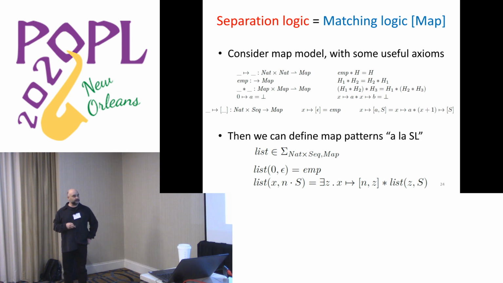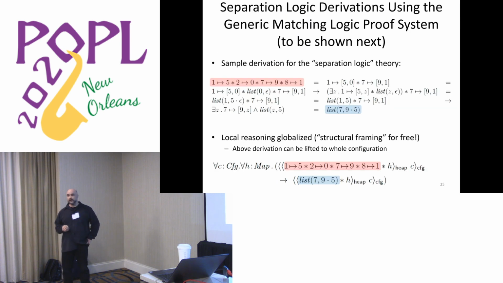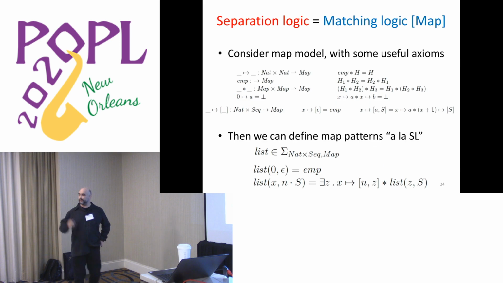And you don't even need to say the least fixed point. You can define also the least fixed point. It happens that in the model of maps, it's exactly the least fixed point, finite domain maps. And then using the matching logic proof system, which I didn't show you yet, yes?